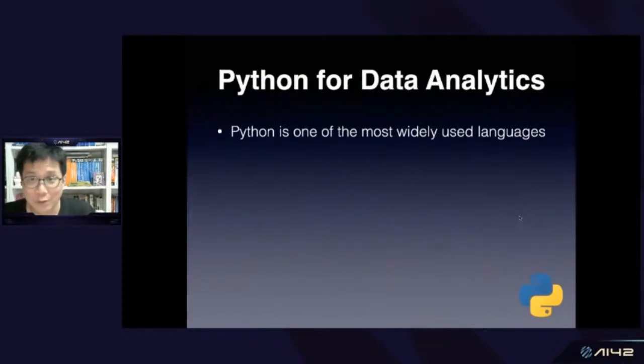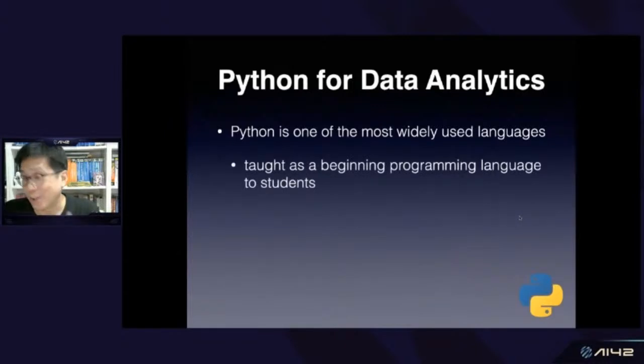Why Python? As I mentioned earlier, Python is one of the most widely used programming languages out there in the world. So chances are you already know how to use Python. You are very familiar with this language. And today, Python is usually taught as a beginning programming language to students. So in Singapore, a lot of schools are starting to teach Python as a first language to students. Traditionally, schools have been using languages like maybe C#, Java as a first language, but increasingly, a lot of schools are switching over to Python.